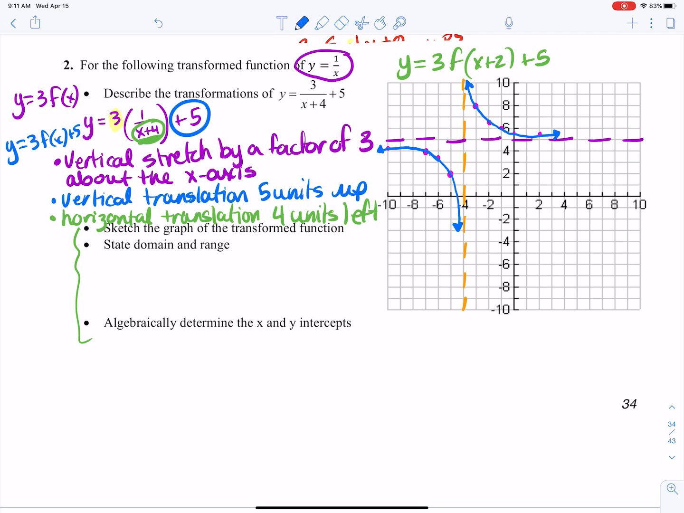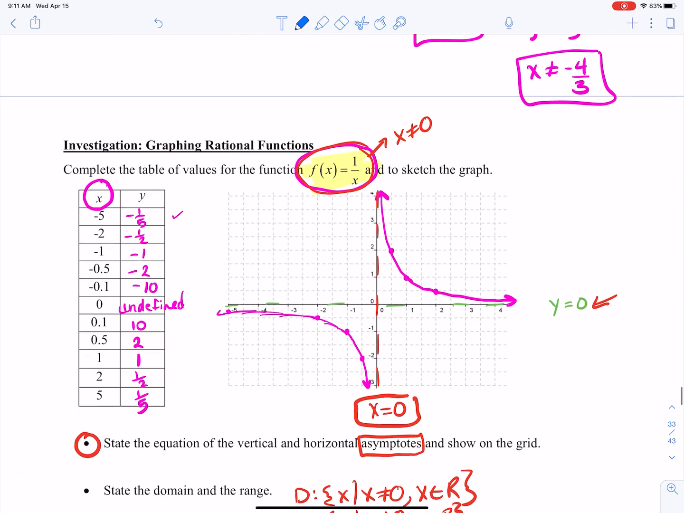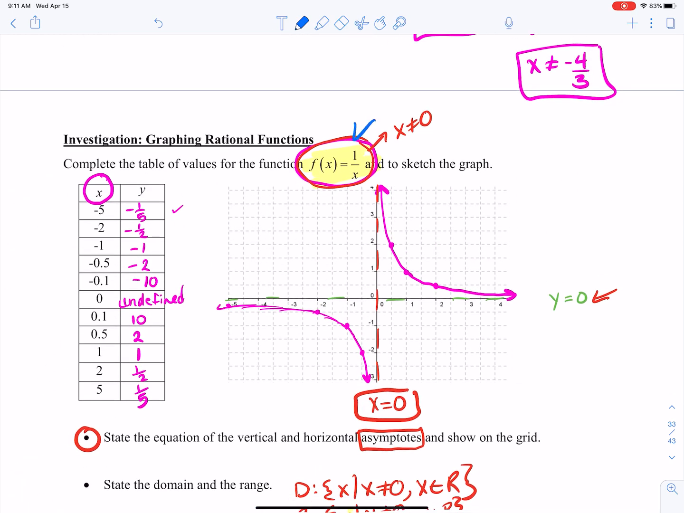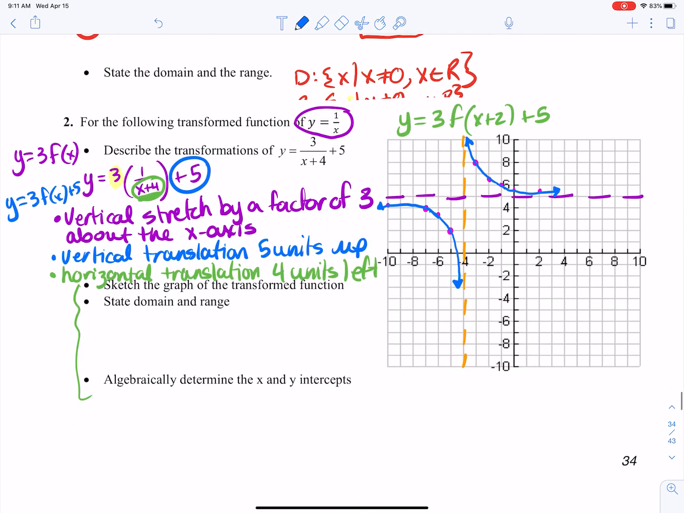All right, there's a lot going on here, so I'm going to talk you through it. I'm just going to take you back to this graph here. So you can see this is the base function, and we have asymptotes at y is equal to 0 and x is equal to 0.